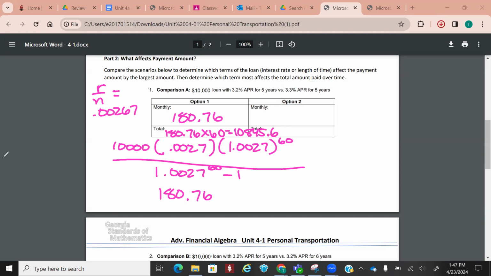On this other one, we're still compounding it monthly. And so when we do R divided by N, that's 0.033 divided by the number of times it's compounded in a year, which is 12. So that's going to equal 0.00275. I would take a moment, pause the video, and see if you can plug some of this stuff in, because I know it's kind of tricky using that formula. But if you do it without it, you're going to get this.